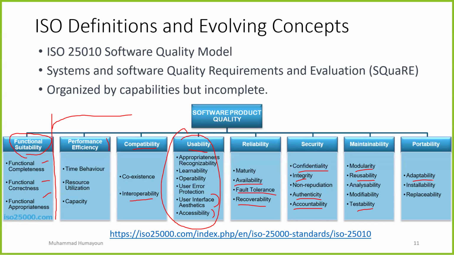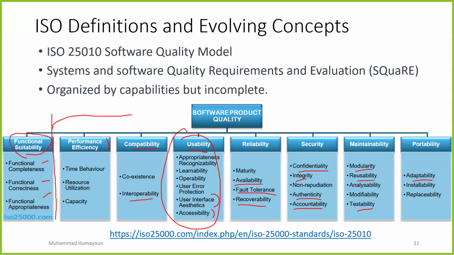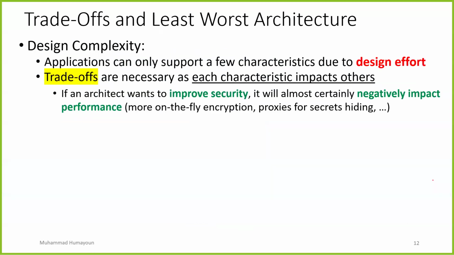So the first thing we note is that these quality attributes are not very well defined. You can have different people, different books defining them differently. So you have to fix what you mean when you say usability. So you have to do that within your organization.